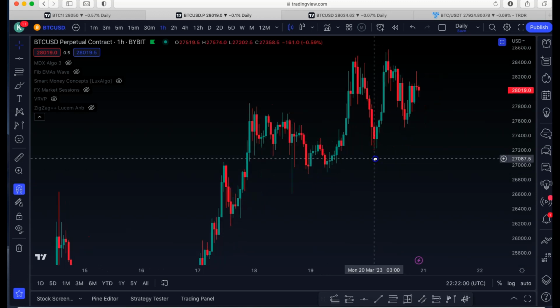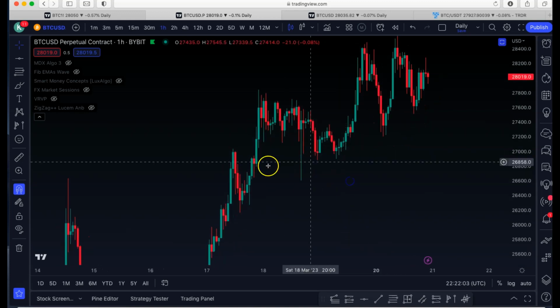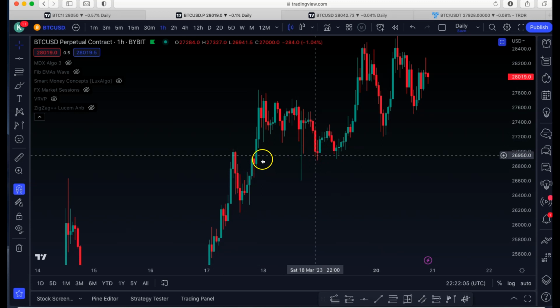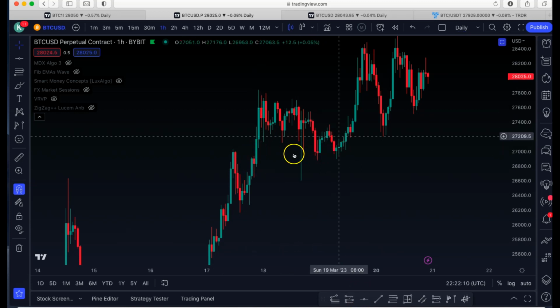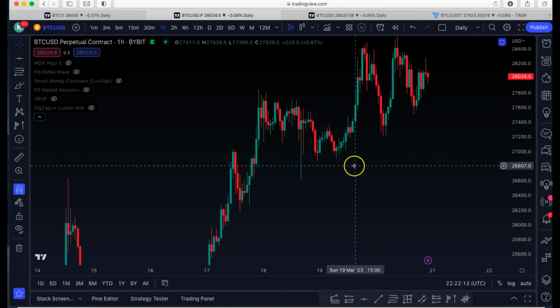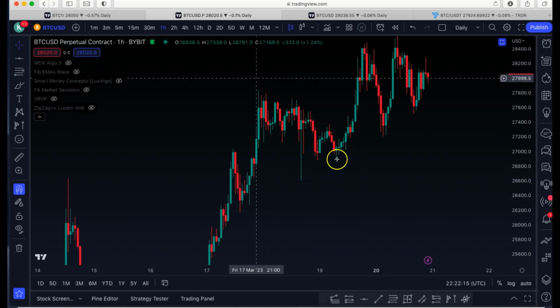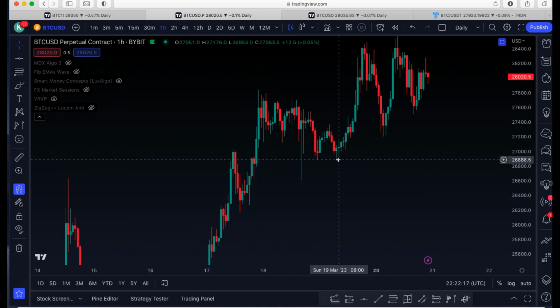It wasn't the best entry in the world, right? But at least I'm not longing here, right? Longing here and longing here is not the same thing. Yes, I've bought at the same price here, but the thing is, it's different. It's a retest, right? So we had a push up, push down. And then on Sunday, I was in a difficult situation.